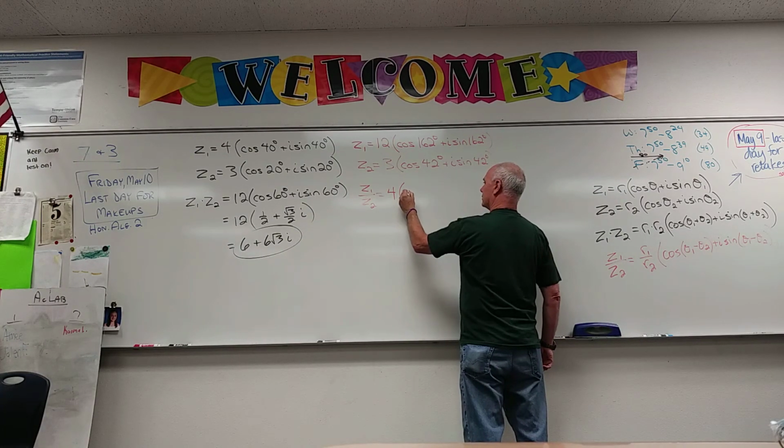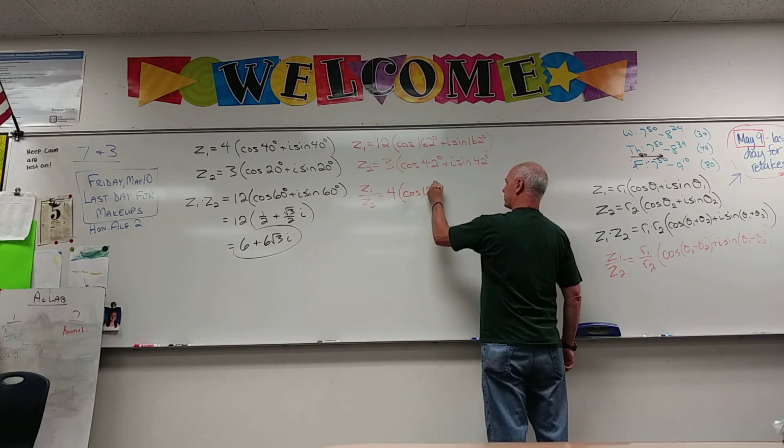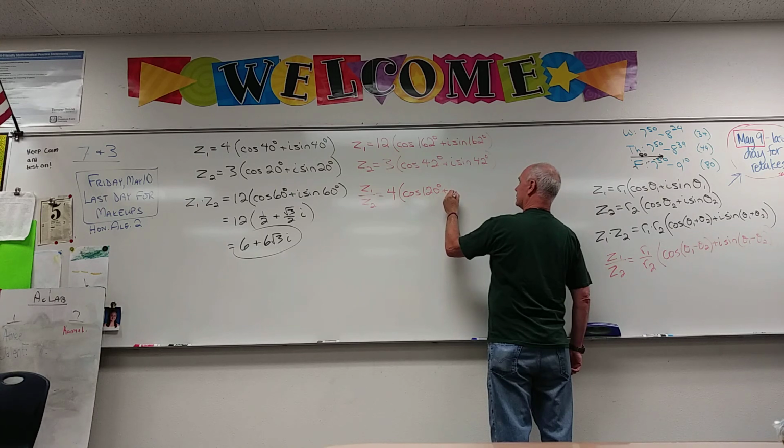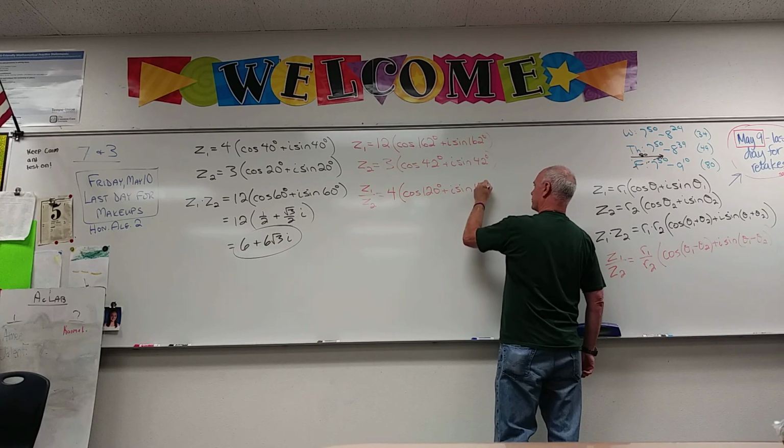So what is z1 over z2? 4 times the cosine of 120 degrees plus i sine of 120 degrees.